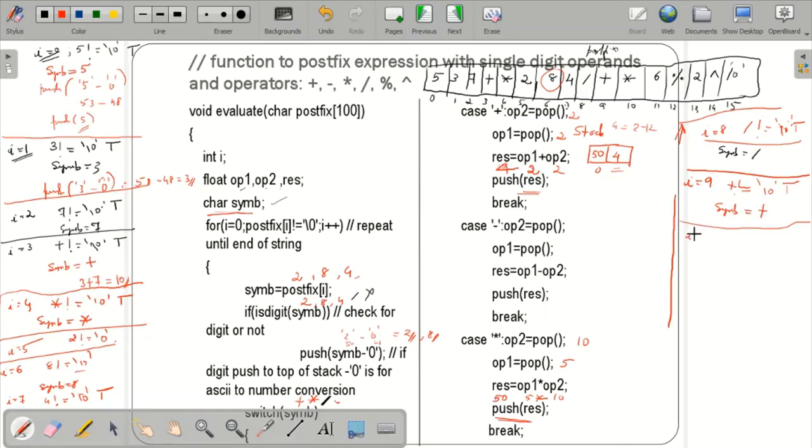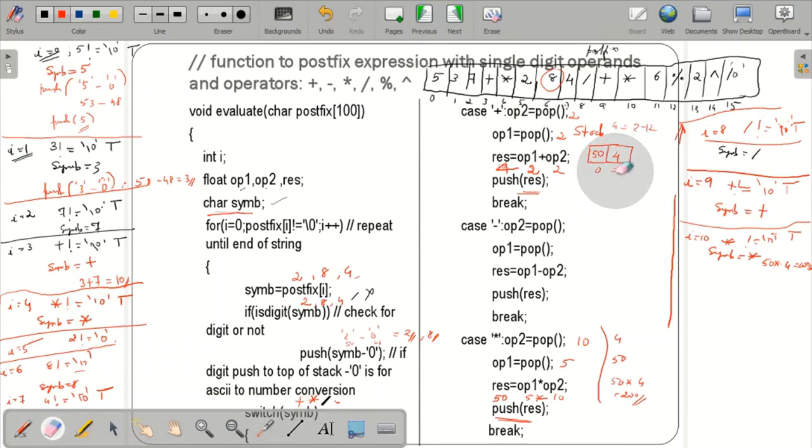Next I will be incremented. I will be 10, and you will check whether star is not equal to null character. So it is true. Now your sim will be having star. So when it is star, again it is the same. 4 and 50 will be popped, and with star the result will be 200. That needs to be pushed. So here you just check. In this iteration op 2 is 4, and op 1 is 50, and result is 50 star 4. The result is nothing but 200, and that 200 needs to be pushed onto the stack.